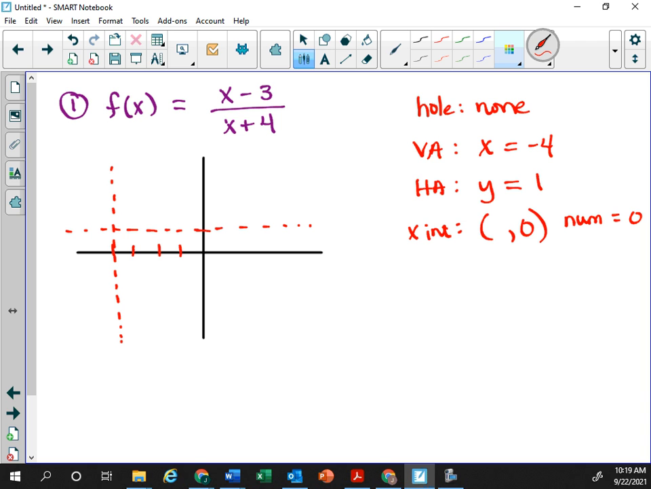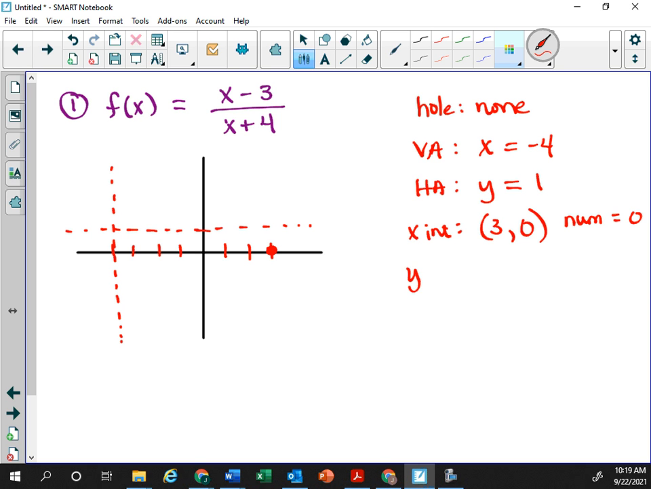(3, 0). Yeah, good. If you have multiple factors in your numerator, you're going to have multiple x-intercepts. All right, so we got a point over here at (3, 0).